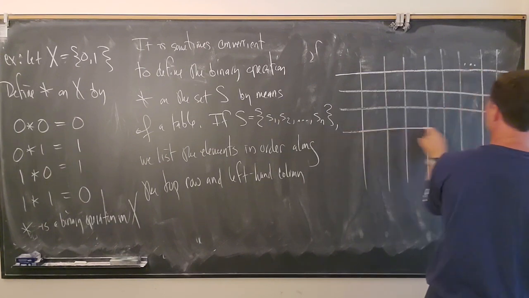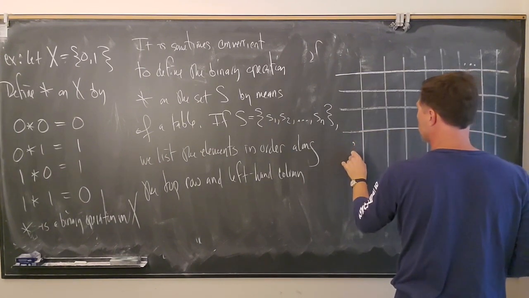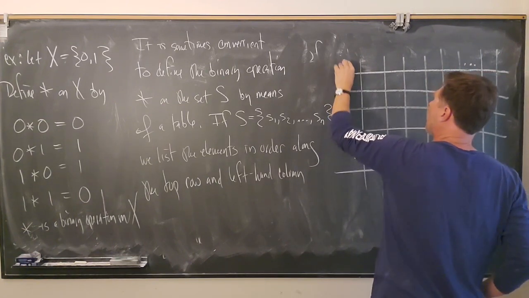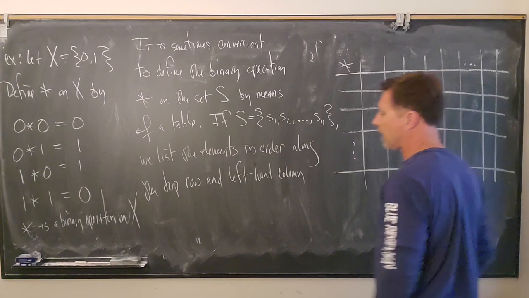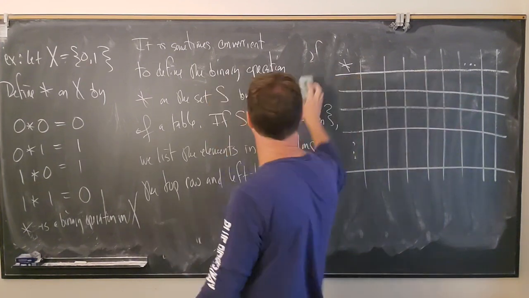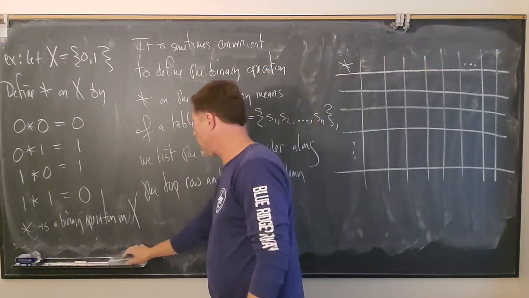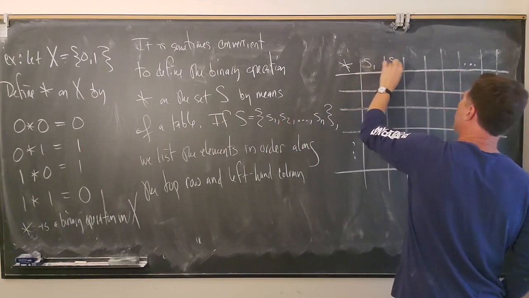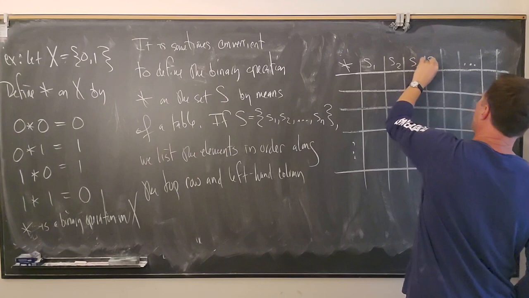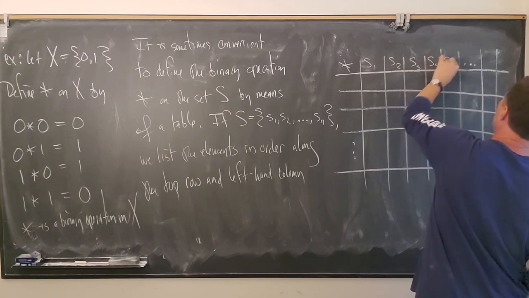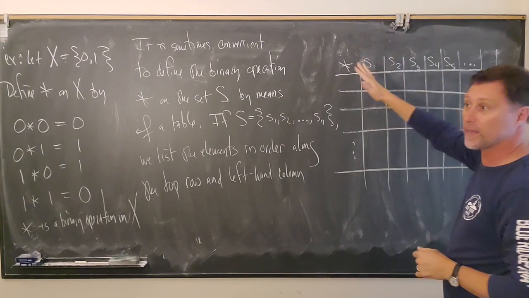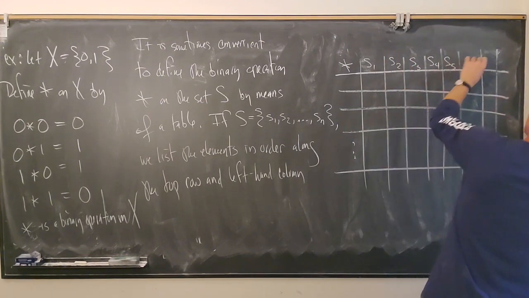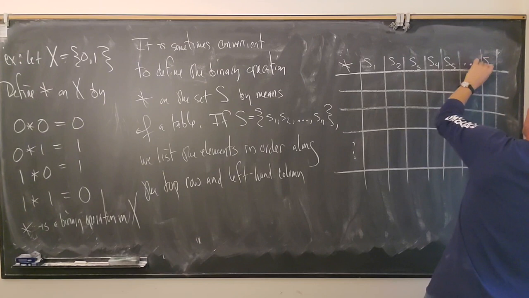Oh, I kind of put too many here. So what we would do in that upper left-hand corner, I'll put star. That's the name of our binary operation. And so now along the top row, I'm going to list the elements S1, S2, S3, S4, S5, dot, dot, dot. If there's 27 elements, then I'm going to have 27 columns. So eventually I'll get to the very last one, which is going to be S sub n.